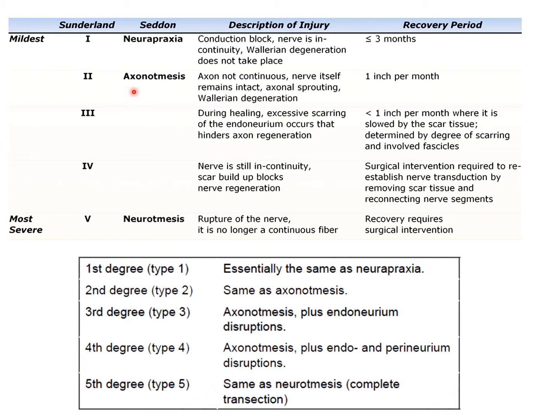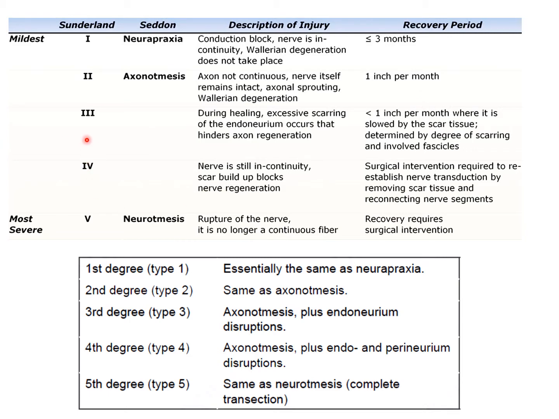Then second degree, that is axonotmesis, and here there is an injury to axon with myelin sheath but the endoneurium is preserved, and spontaneous recovery is expected in some cases. This is seen in closed fracture and dislocation. And here the axon is not continuous, though the nerve itself remains intact, and the recovery period is about one inch per month.